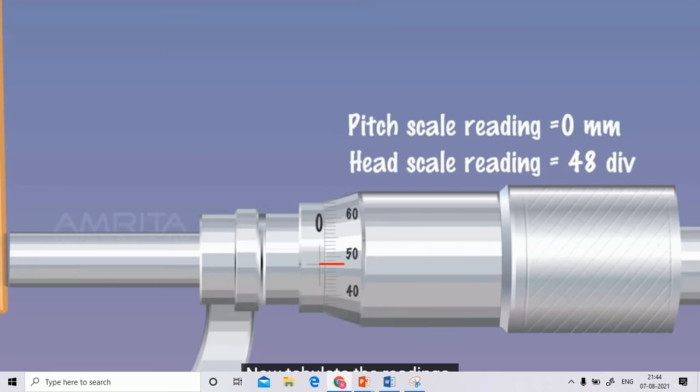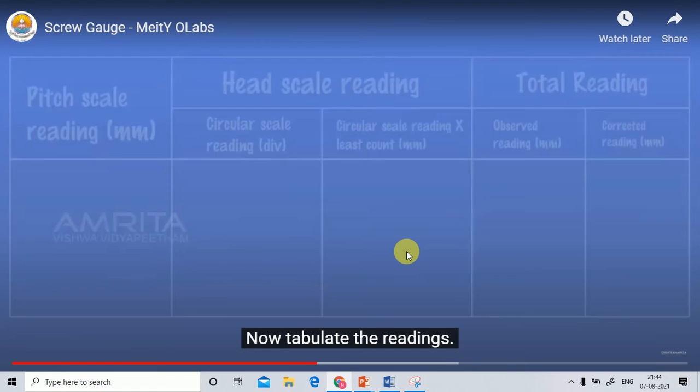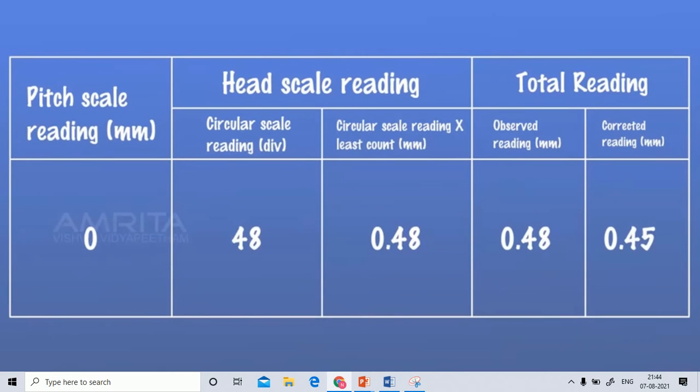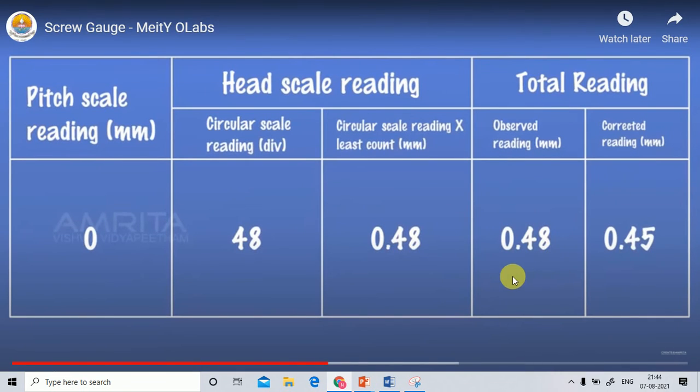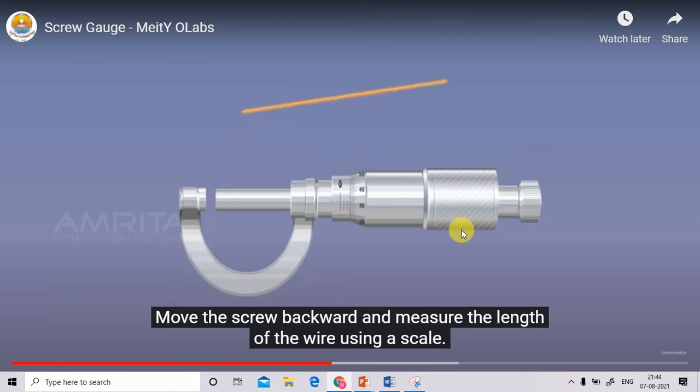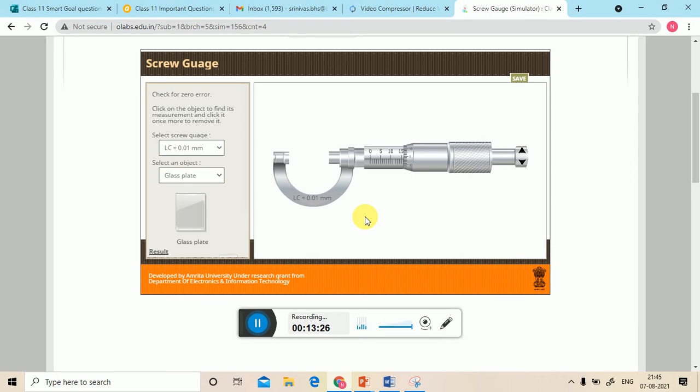So after considering this circular reading and the head scale reading, you multiply this with the least count, so that after finding the proper error value and including it, you will get the thickness of the given wire as 0.45 millimeters. Now we will apply the procedure shown in the video, and we can find out the thickness of the glass plate and the thickness of the given wire using this screw gauge.